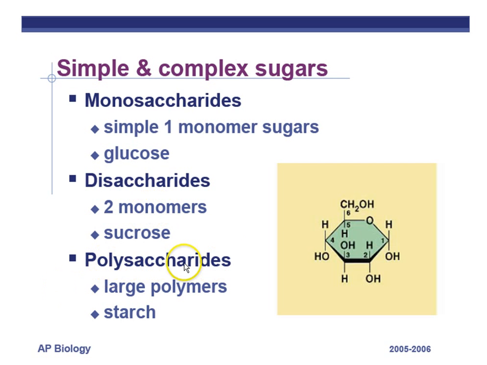Polysaccharides, or many sugars, are large polymers. An example would be starch, and they tend to be very, very macro indeed. This is glucose over here. Remember that every angle here is a carbon. Since in organic chemistry carbon is so common, we don't even write in the carbons to make it easier.